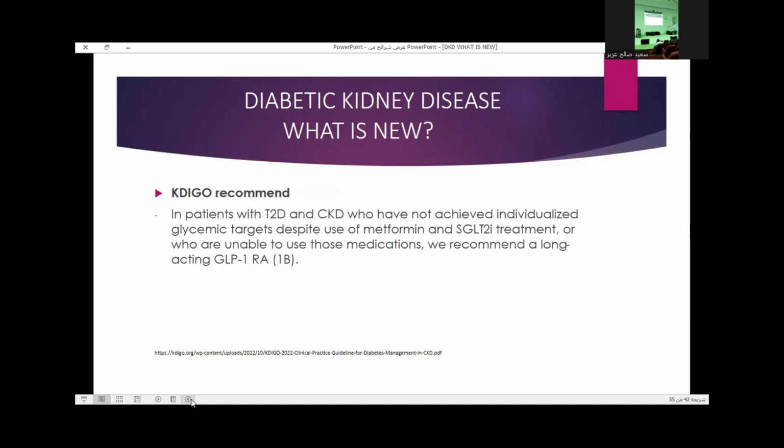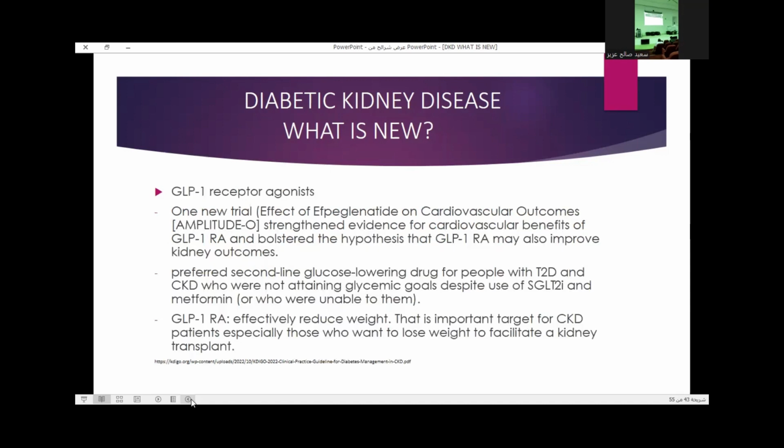So the fourth medication we will talk about is the GLP-1 RA, which is recommended as a second-line therapy after the patient has used metformin and the sodium glucose co-transporter inhibitor and still has not reached glycemic control, or for patients who cannot use these medications. Regarding this medication, there is one of the new trials, the AMPLITUDE-O study, that showed evidence of cardiovascular benefit, and there is also a promise for kidney outcome improvement.